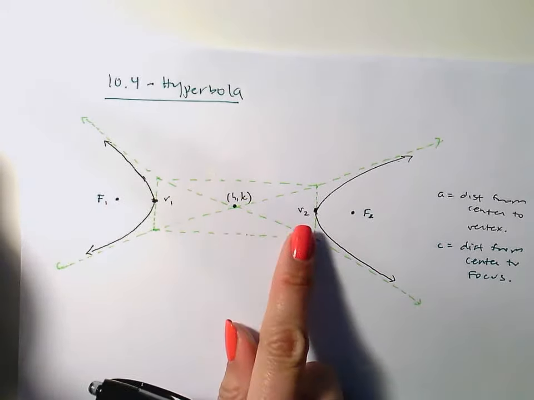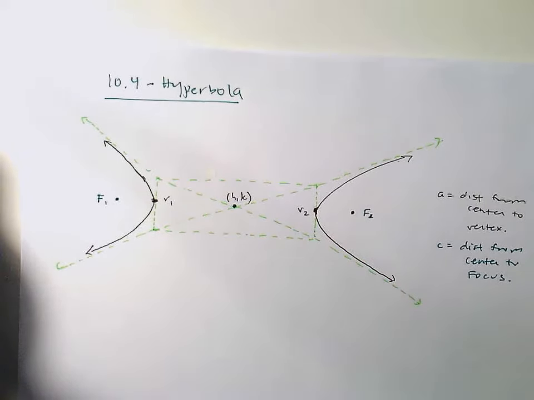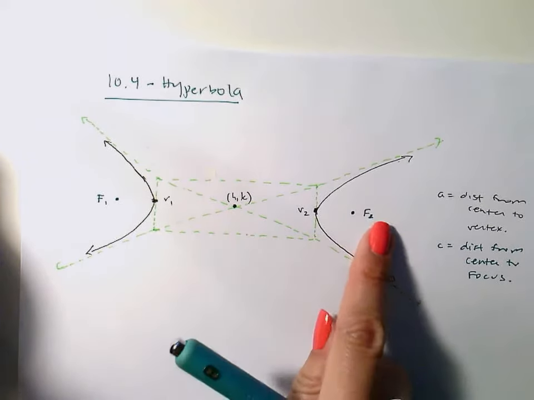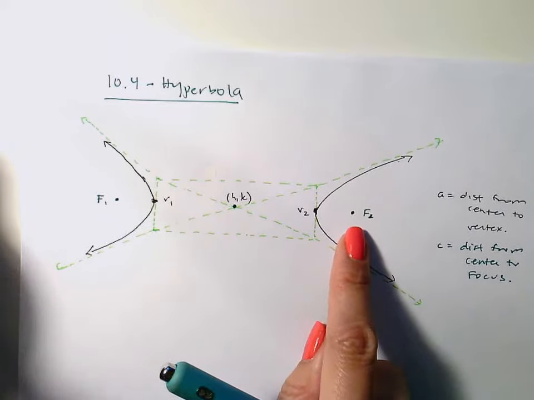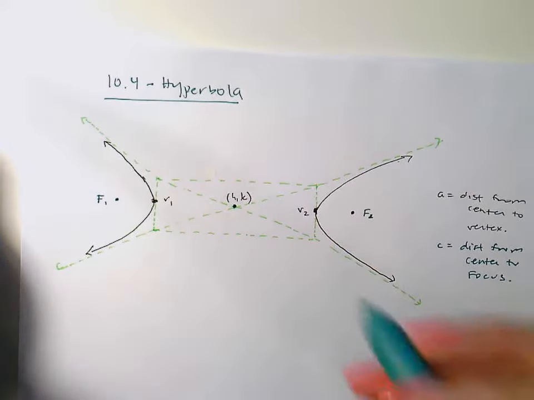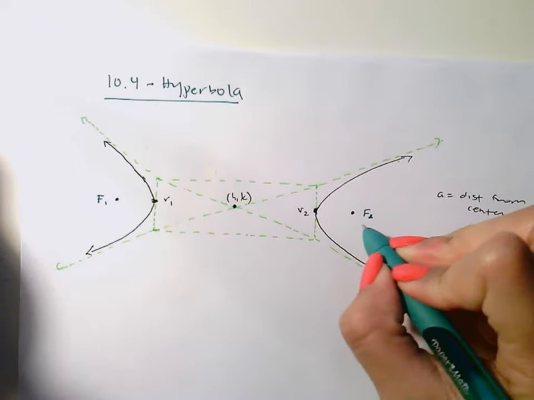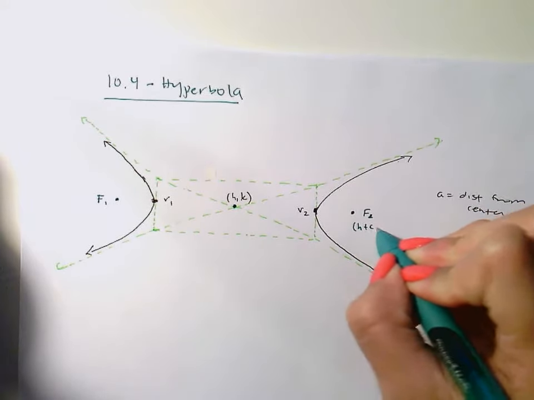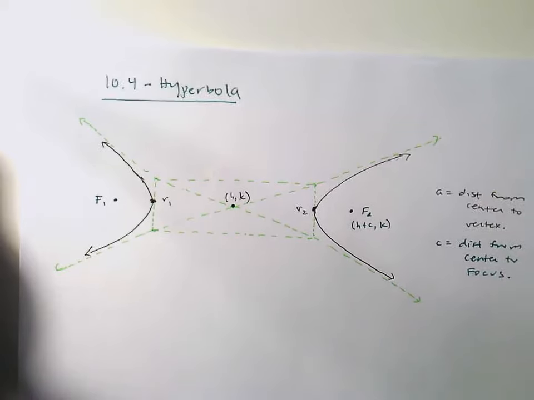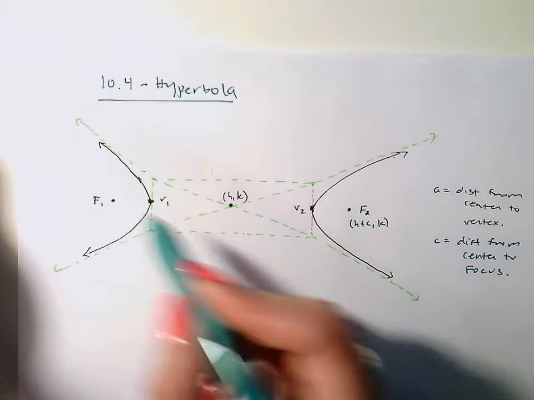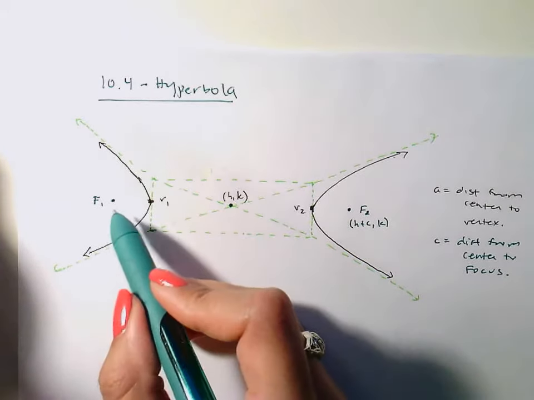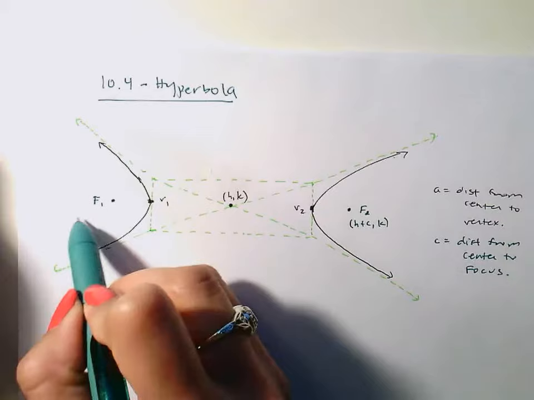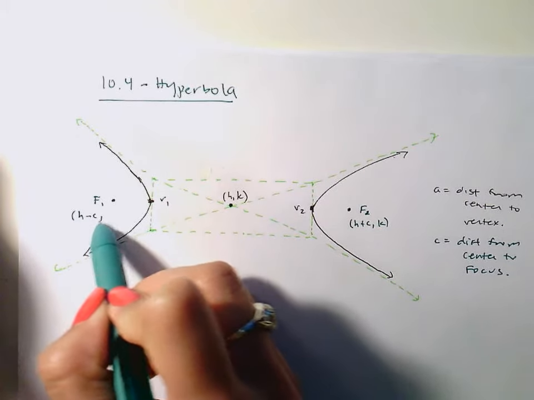So what are these points, the vertices and the foci? For focus number 2, we said the distance from the center to this focus is equal to c. So we're going c units away to the right side. That means we're going to take the h and add c. So focus number 2 is going to be (h + c, k), with the same y value. For the first focus, we're going to the left side, c units away from the center. So the x value is going to be h minus c, and the y value is going to be k.